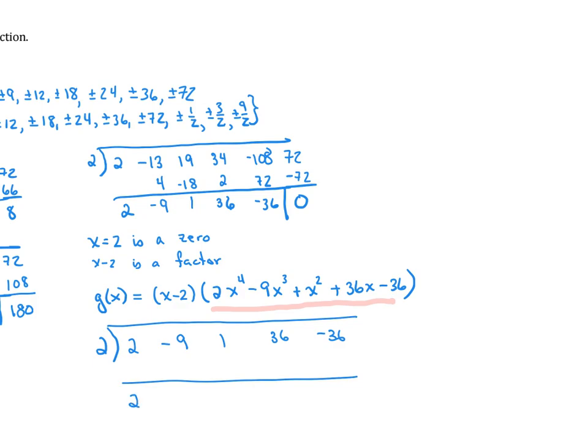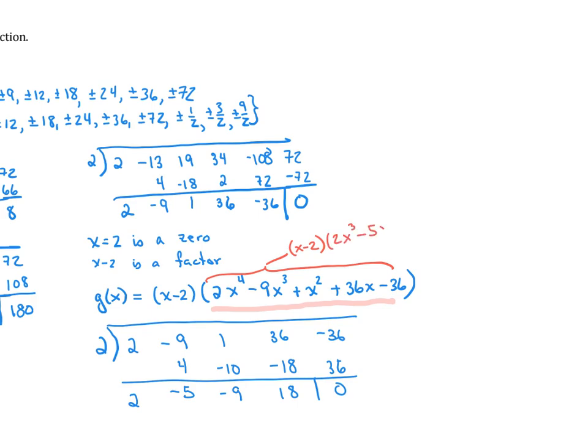So bring down the 2, multiply, add, multiply, add. We get negative 18. That's going to be positive 18. This is going to be 36, which yields 0. So indeed, it was a 0 again. So what does this mean up to this point? It means that this portion could factor as x minus 2 times 2x to the 3rd minus 5x squared minus 9x plus 18. But let's put this all together.